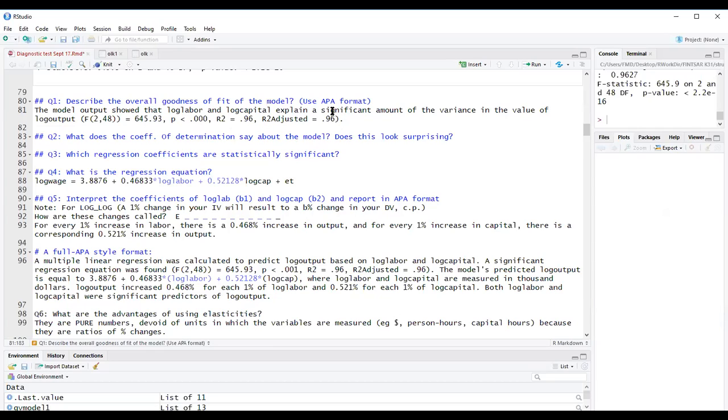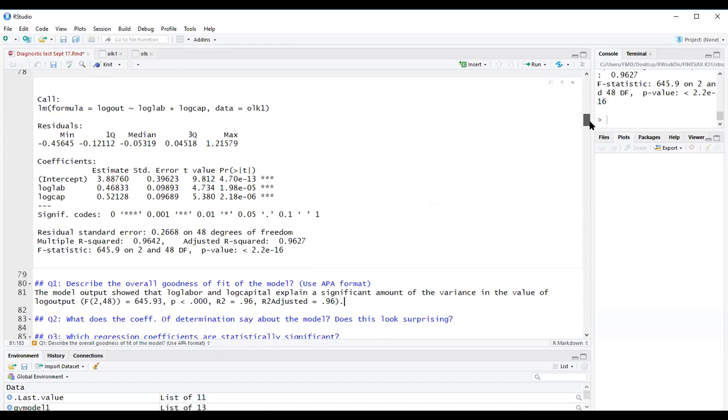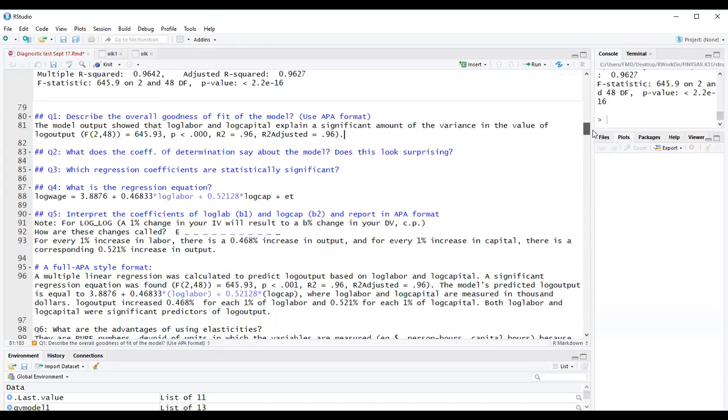Okay, what does the coefficient of determination say about the model? 96%, guys, adjusted R squared. It means that 96% of the variability of your dependent variable log output can be explained by your model. Okay, does this look surprising? Yeah, very high. Ang taas, guys. Ang taas normally sa mga econometrics na data, hindi umaabot ng ganyan yung adjusted R squared. This is really fantastically high. Okay, which regression coefficients are statistically significant? We have answered that, guys: both log labor and log capital.